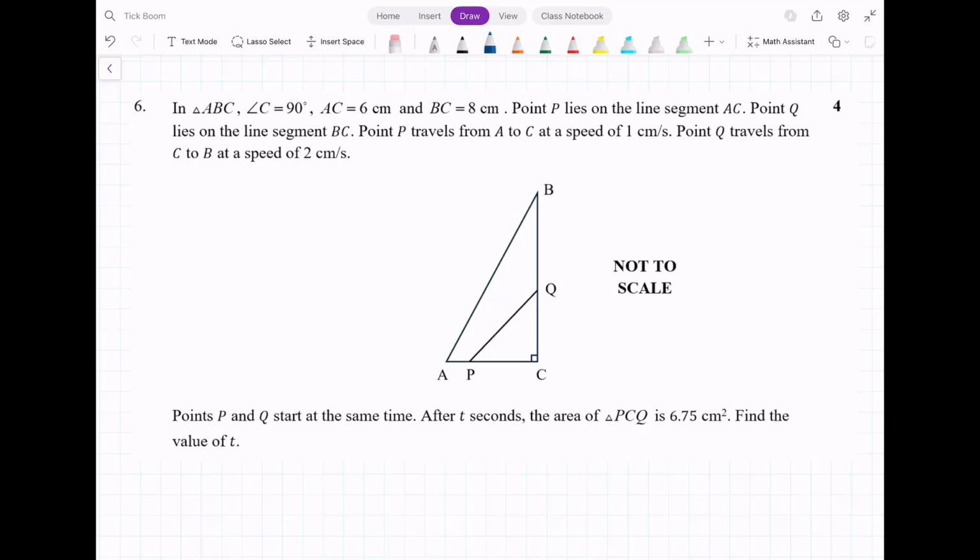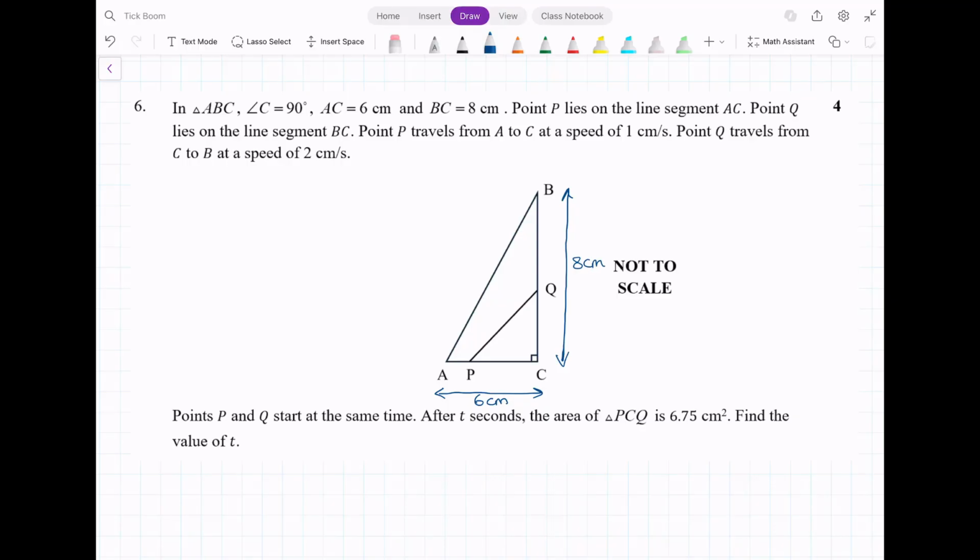In this video, I'm working through question 6 from your recent assessment task 1. The question reads: in triangle ABC, angle C is 90 degrees, side AC, which is this side here, has a length of 6 centimetres. Side BC, which is this side here, has a length of 8 centimetres.